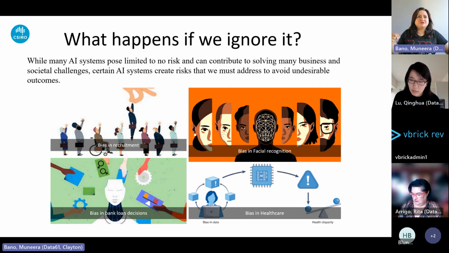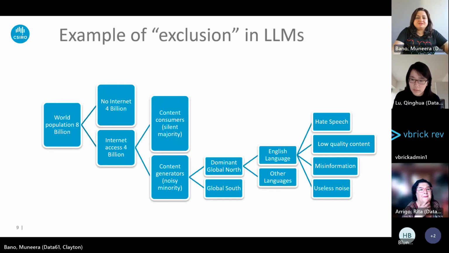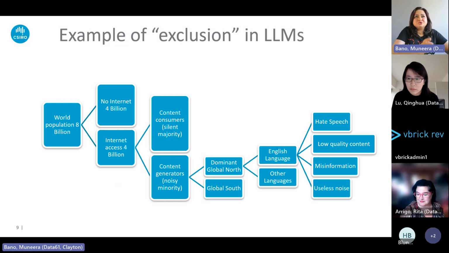Because there is a decision-making system that is automated and that is displaying those biases for one reason or the other. So here is one example of the large language models, what exclusion means and what exclusion looks like in a visualization. And this is only an example of a snapshot of a data collection there.